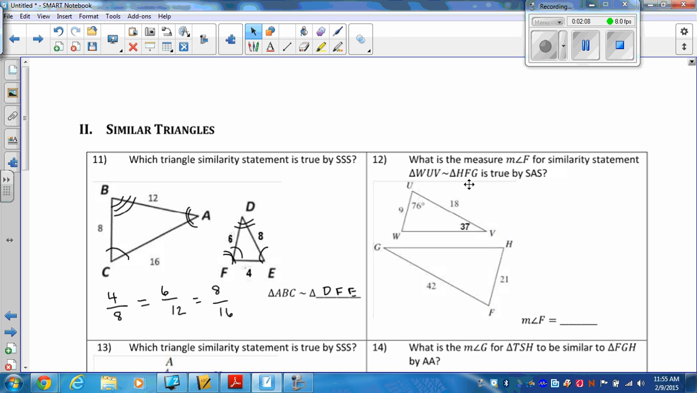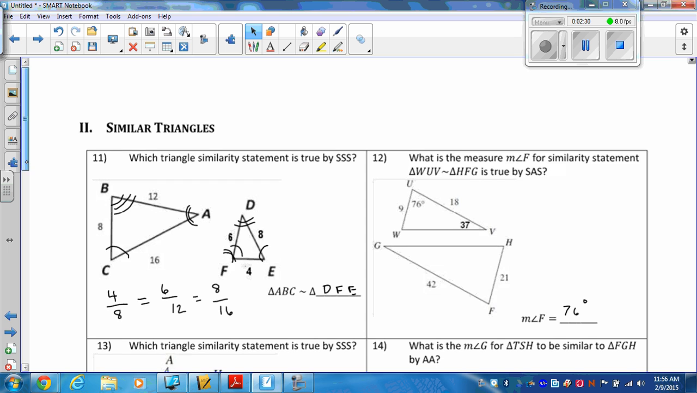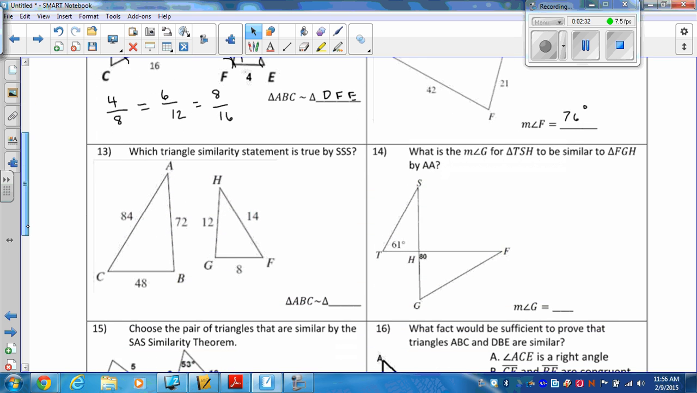So it says that these two are similar. So measure of angle W must equal the measure of angle H, and the measure of angle U must equal the measure of angle F. So this, it would follow, is 76 degrees because the angles are the same measure in similar triangles.